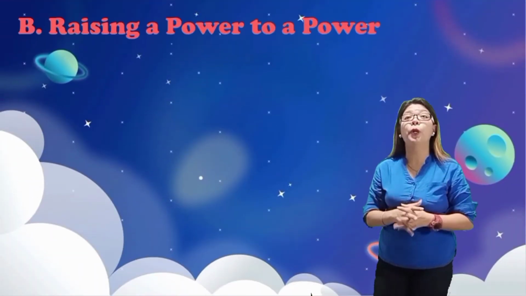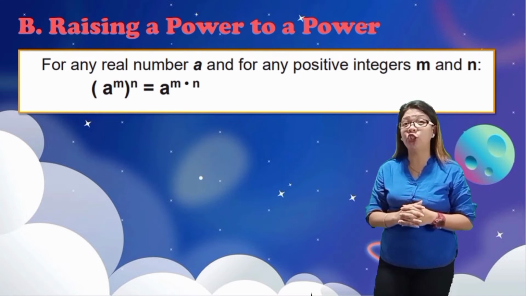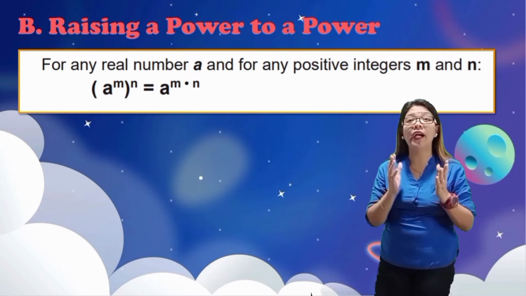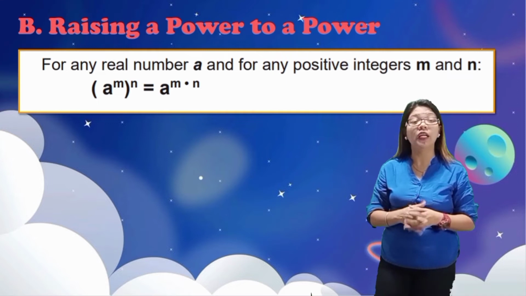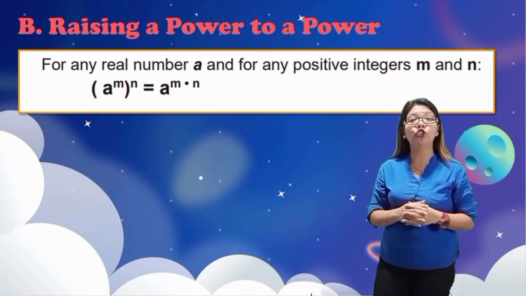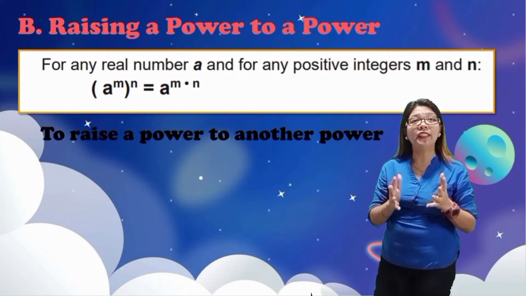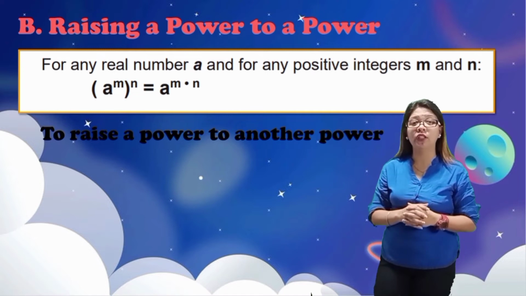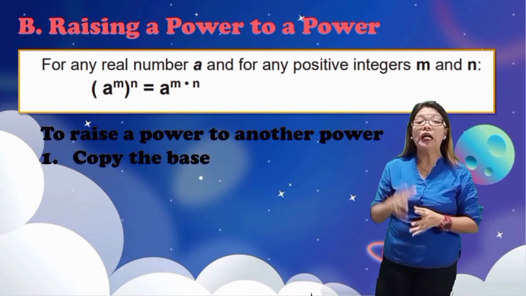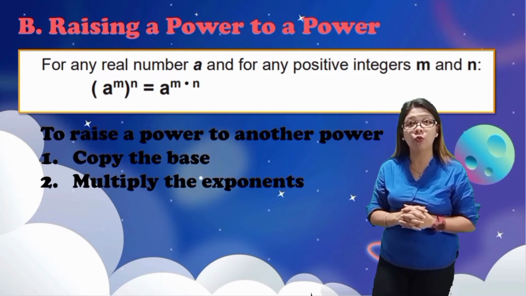Raising a power to a power. For any real number a and for any positive integers m and n, a raised to the m power raised to the n power is also equivalent to a raised to the m power multiplied by n. To raise a power to another power, we have to first copy the base and, second, multiply the exponents.